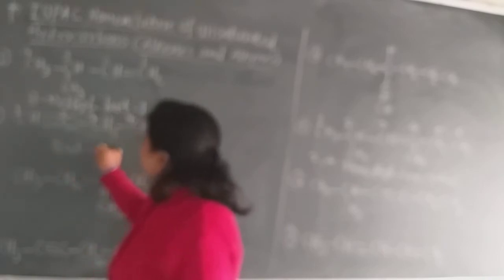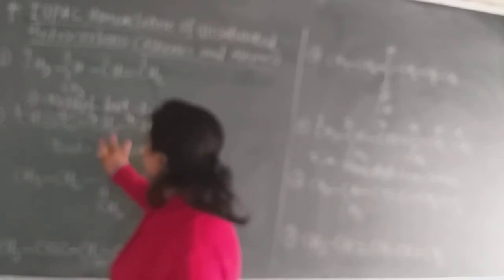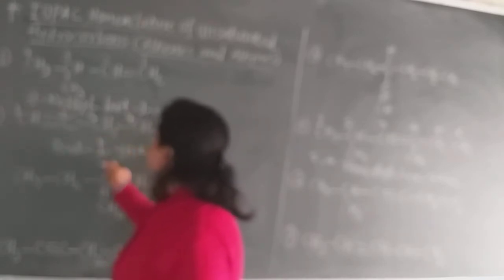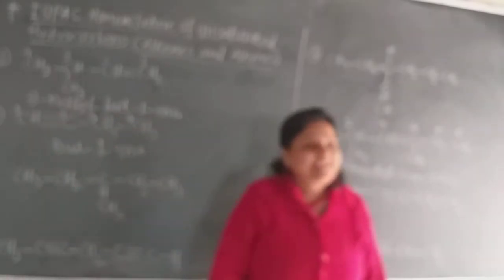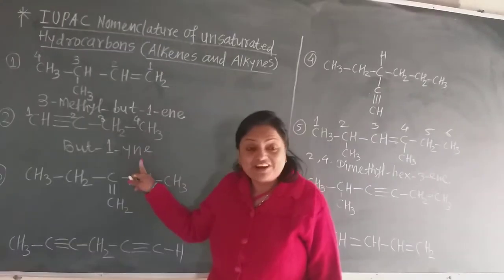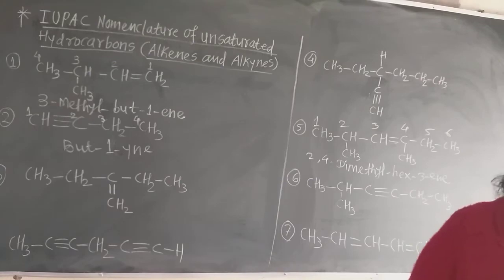It is but-1-yne. Remember that. It is but-1-yne. Why is it but-1-yne? Because the triple bond is on the first carbon atom. And write down the suffix -yne. Why? Because it has the triple bond. It is an alkyne. So that is the name.